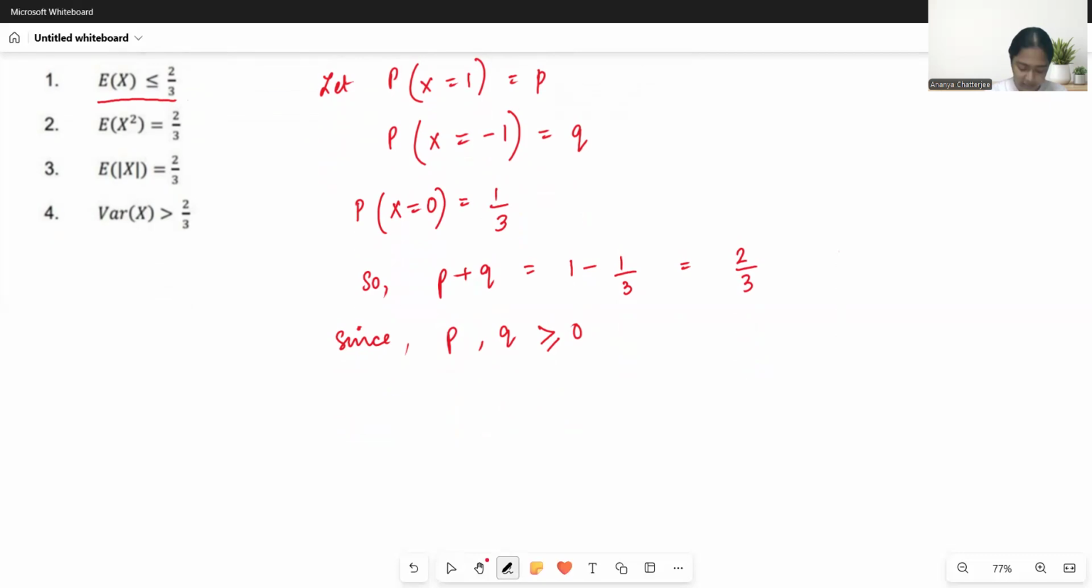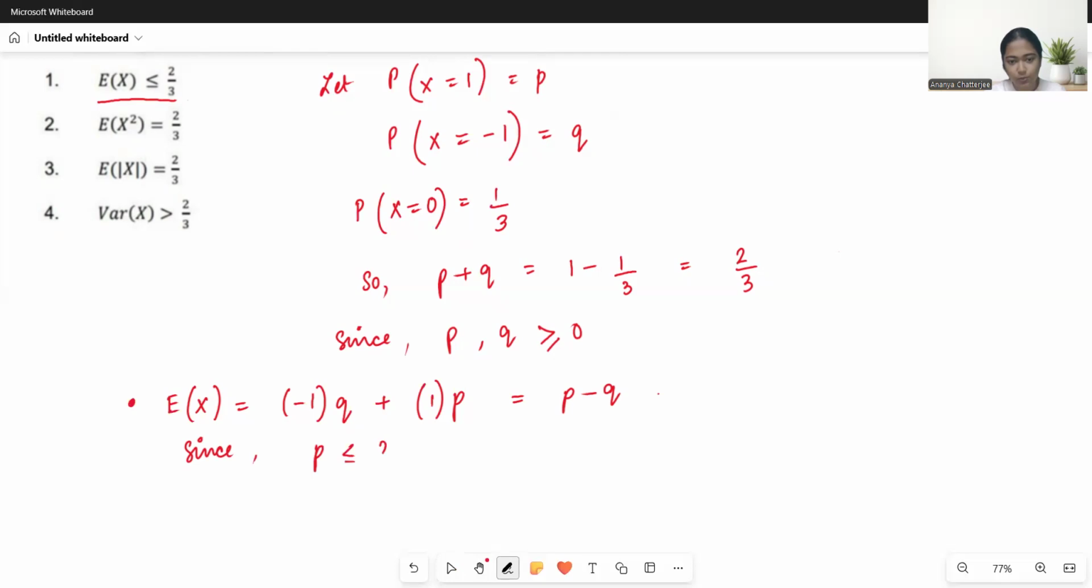Now we compute the expectations. The first one is expectation of x, that is equal to -1 into q plus 1 into p, that is equal to p minus q. Now since p is less than or equal to 2 by 3, from here we get p is less than or equal to 2 by 3.